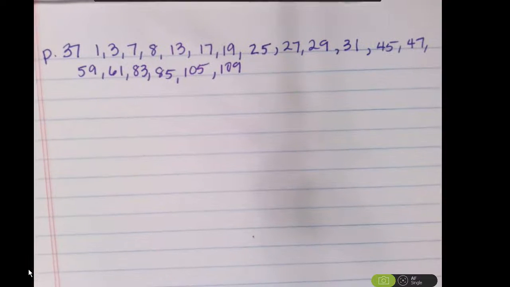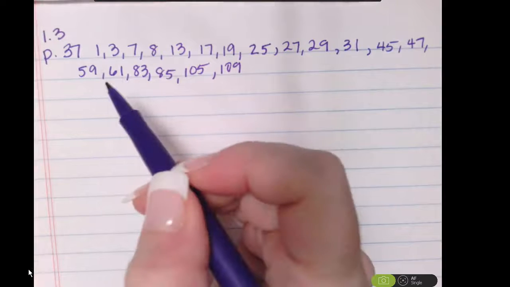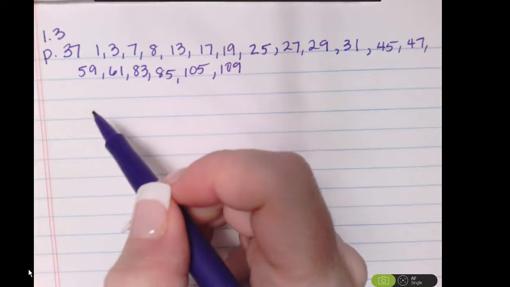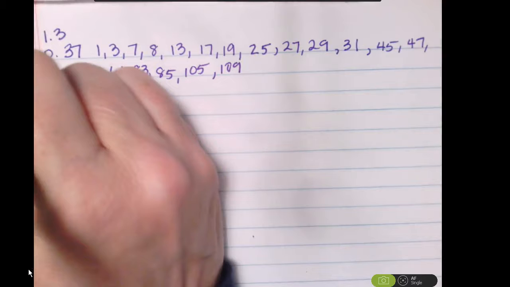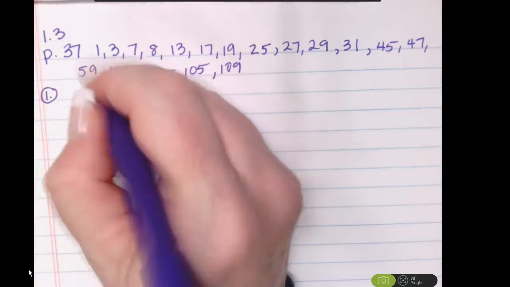Okay, so now we're going to work on the homework from section 1.3. That's on page 37, and I've listed all the problems out. I want you to do the same. Number 1 is just a definition question.